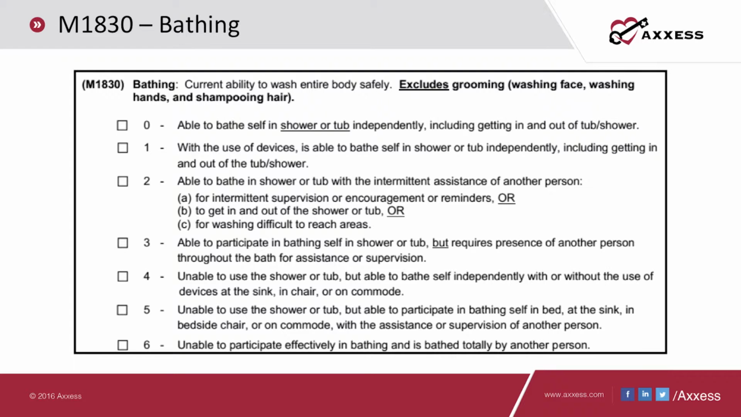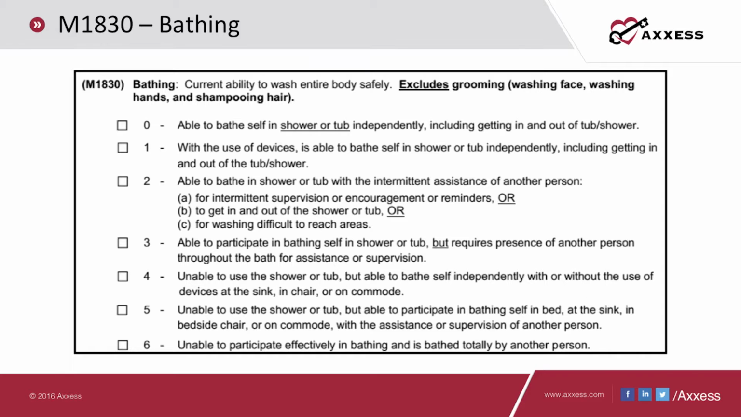M1830 Bathing. Bathing measures the current ability to wash entire bodies safely. This indicator is a measure that needs to show improvement at discharge, as it is one of the measures used in calculating your agency's value-based purchasing score. It is also data collected for the agency's star rating.